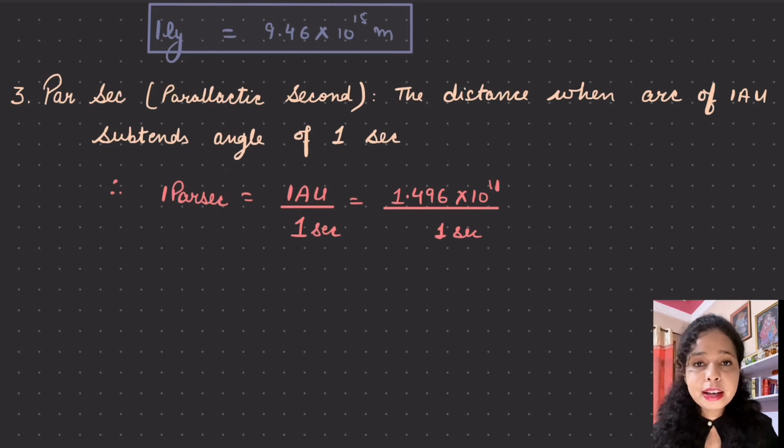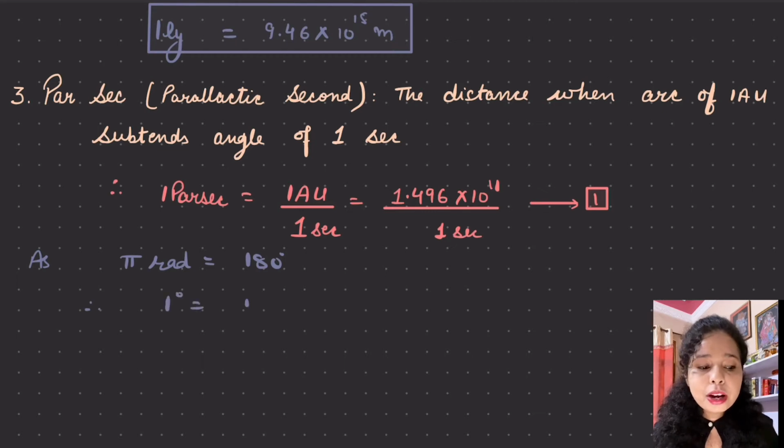So let us calculate the value of 1 second in terms of radian first of all, then we will put it in this equation. As we know, pi radians is equal to 180 degree. Therefore 1 degree is equal to pi upon 180 radian. Now we know 1 degree is equal to 60 minutes. So instead of writing 1 degree, I can put 60 minutes is equal to pi upon 180 radian.